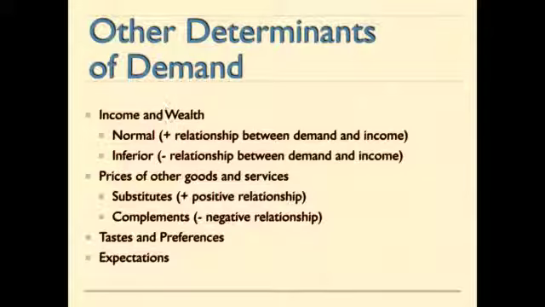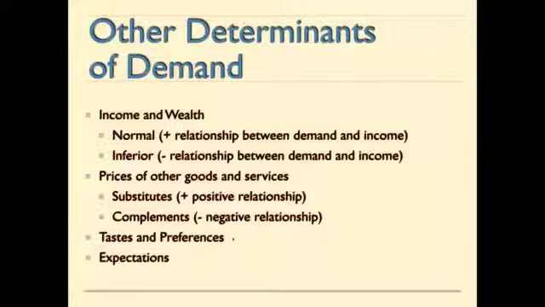So I've listed out all of the determinants. We already talked about income and wealth. We talked about the prices of other goods and services. Also realize that people's tastes and preferences change over time, and this will determine what happens to the demand curve. So, for example, when I was younger, not very many people had tattoos. There wasn't a great demand for tattoos. Now tattoos are relatively commonplace. So people's tastes and preferences have changed over time. More and more people demand tattoos. So remember, tastes and preferences can change.